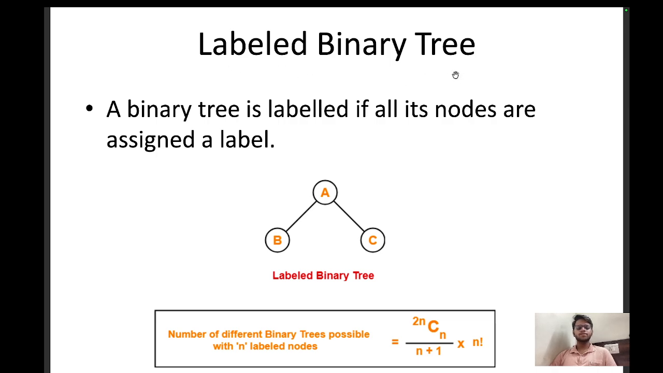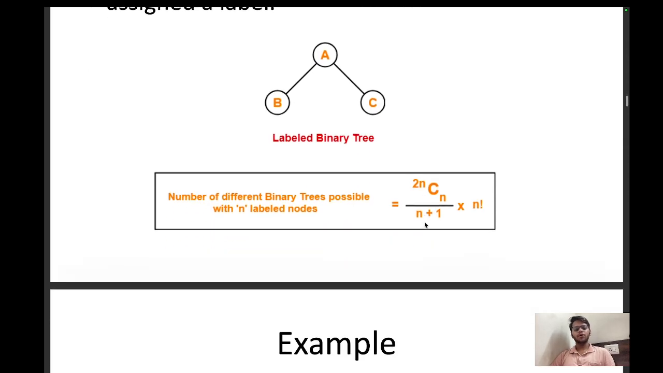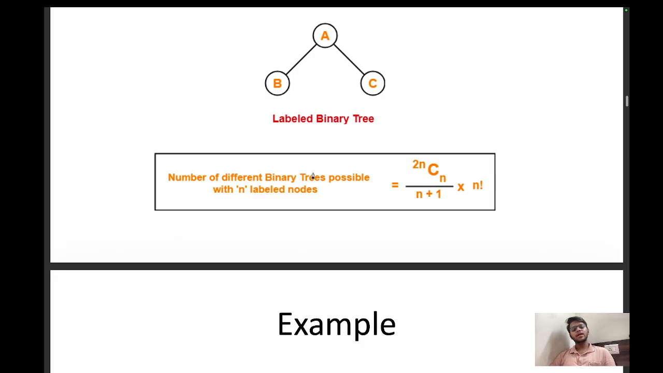It is clear by definition itself that a labeled binary tree will have a label, or any number or letter or alphabet, printed over the nodes. You have seen it, and I don't need to waste my time on it. The formula for calculating the number of possible trees from n labeled tree nodes is 2nCn divided by n plus 1, into n factorial. The previous formula was 2nCn upon n plus 1 only. But now the formula becomes 2nCn upon n plus 1 into n factorial. So we have to multiply the whole result by n factorial.